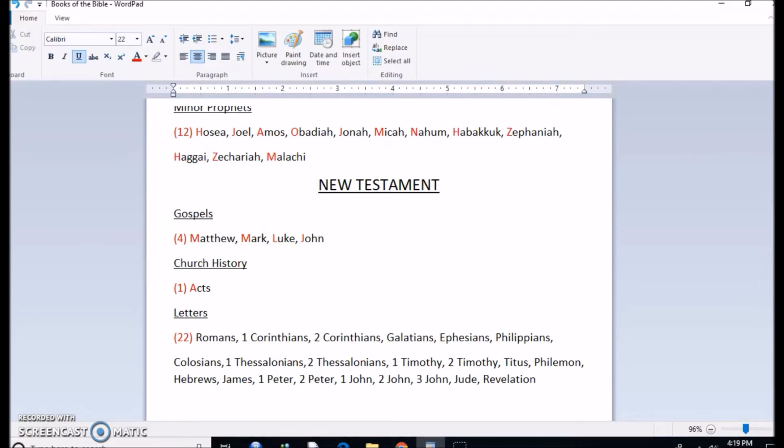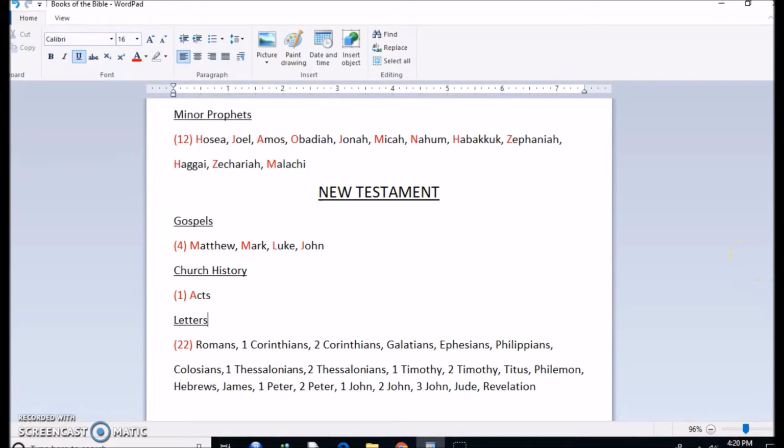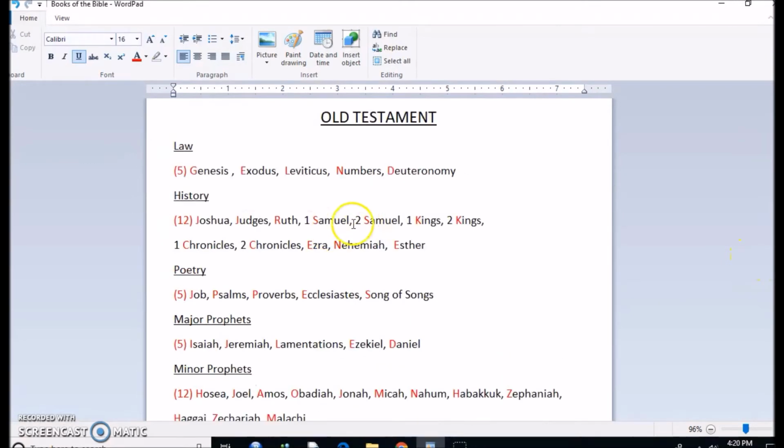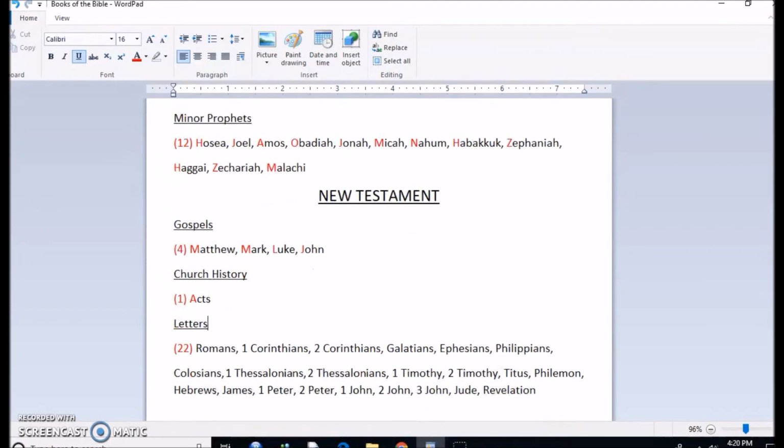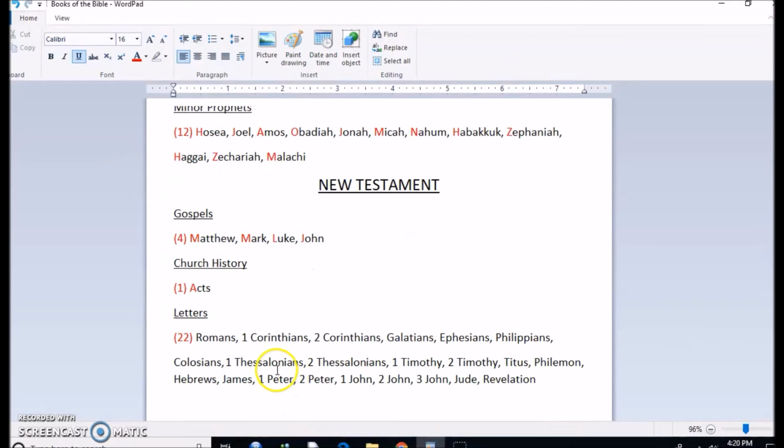So the next one will be the church history, which is the book of Acts. There's only one book in that category. And then the letters, under the letters category, we have 22 books. Romans, 1st and 2nd Corinthians. Like in the books of history, we have something similar, 2 books for each name, like Samuel, Kings, and Chronicles. In the letters, we also have the same thing.